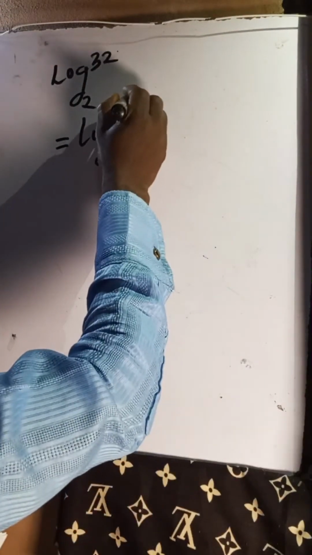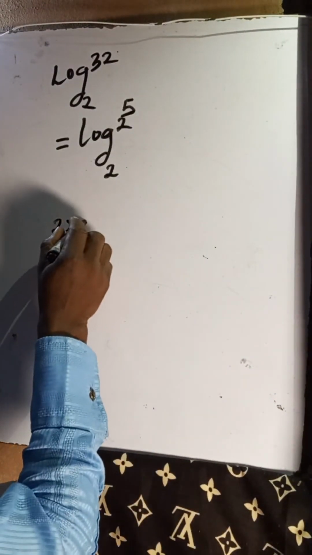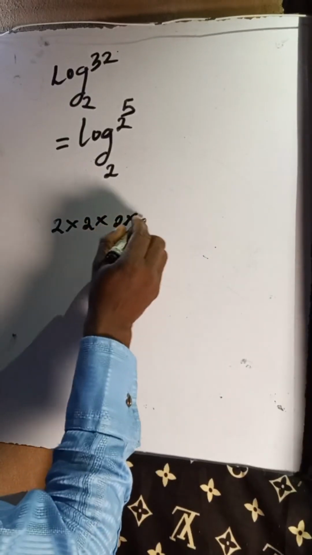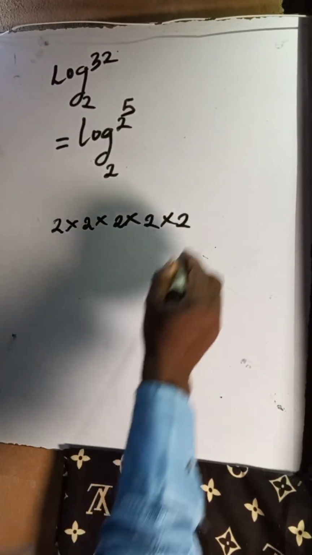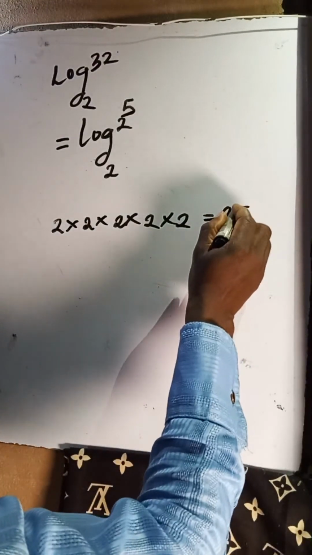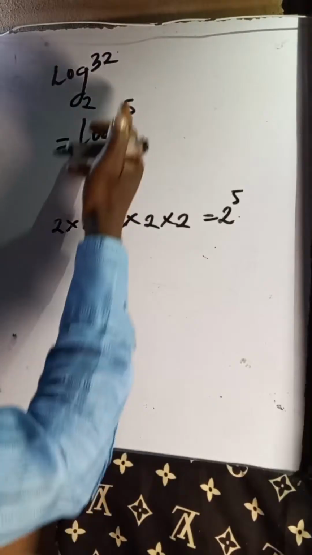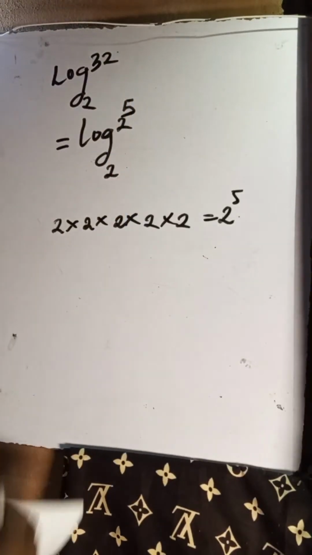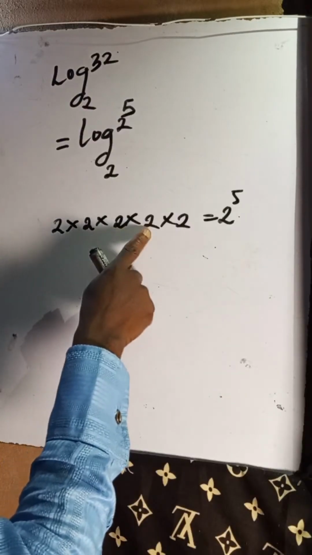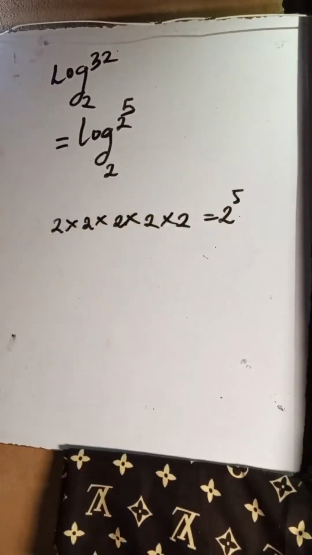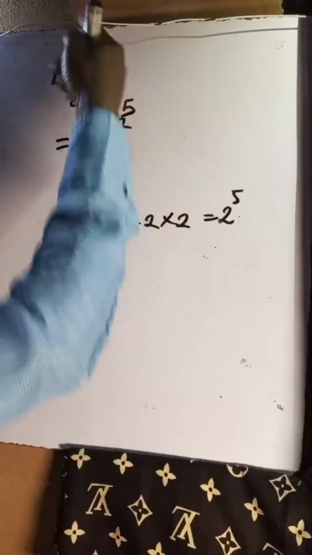The answer is 5. Because 2 times 2 times 2 times 2 times 2, that's 1, 2, 3, 4, 5, is equal to 2 raised to 5. And that is 32. Because 2 times 2 is 4, 4 times 2 is 8, 8 times 2 is 16, and 16 times 2 is 32. And that is 2 raised to 5. That's what we have used to replace 32 here.